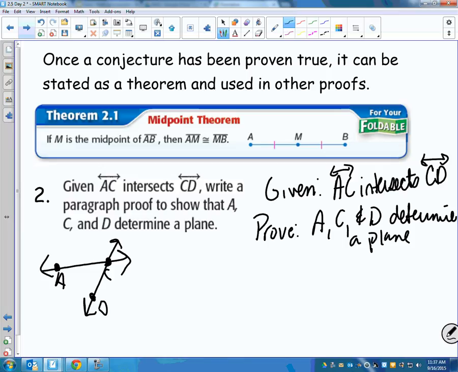Audrey? If 2 points lie in a plane, then the entire line containing those points lies in it. If 2 points lie in a plane, then the entire line containing them lies in the plane. Yes, that's true too. So, putting it all together, we better start writing, right?